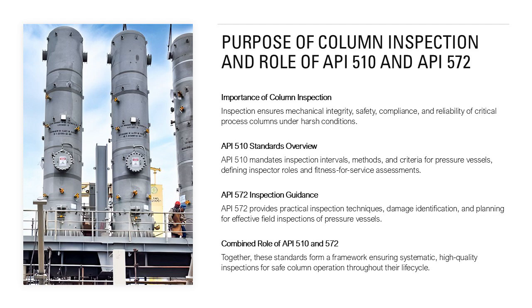For columns, API 572 offers valuable insight into inspecting shells, heads, nozzles, internals, trays, packing, and support structures. Together, API 510 and API 572 form a comprehensive framework that guides inspectors through systematic inspection of columns throughout their service life. Understanding the intent and proper application of both standards is essential for inspectors to ensure consistent, high-quality inspections that support safe and reliable plant operation.